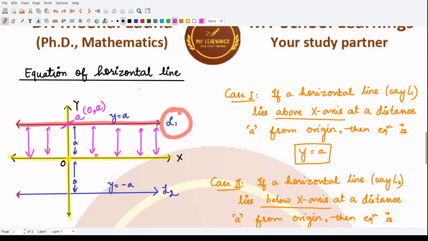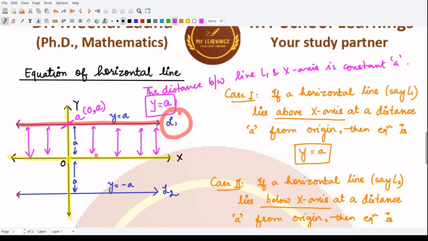In order to write down the equation, what is the condition that you have? The condition is that the distance between the line L1 and the x-axis is constant. And what is that constant? The value is A, right? And this distance is represented by the coordinate y. Hence y is equal to A. A is some constant number, right? So this becomes your equation.